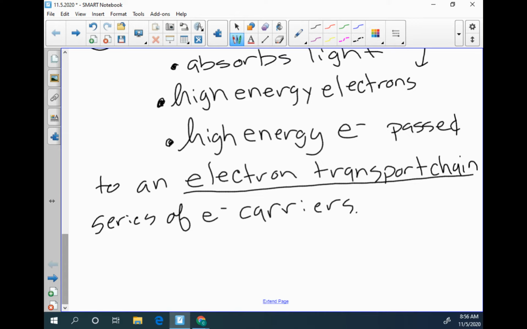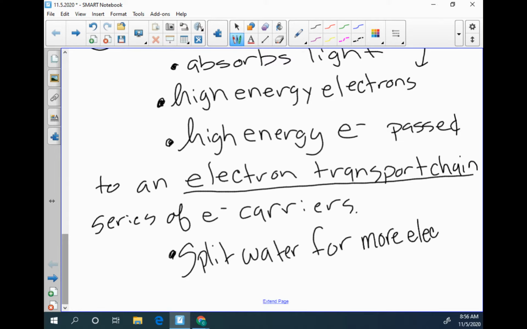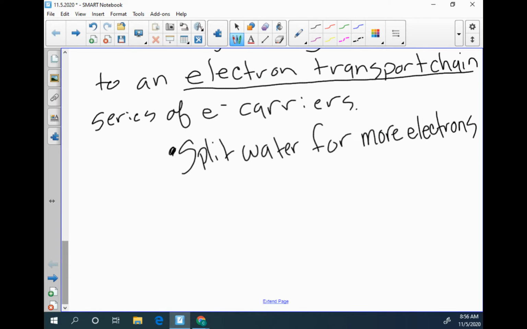But we do something else in photosystem 2, and that is we split water, or I guess chloroplasts do. We split water for more electrons, because whenever we pass an electron to something else, we need to replenish. So we split water to get even more electrons. This is where our oxygen is released, and hydrogen is left behind.